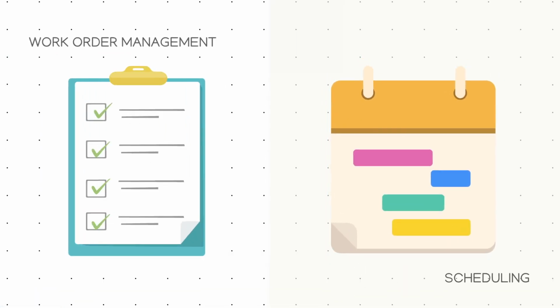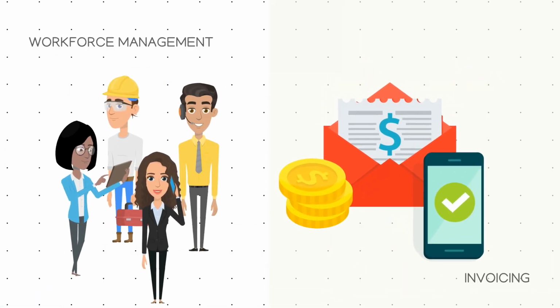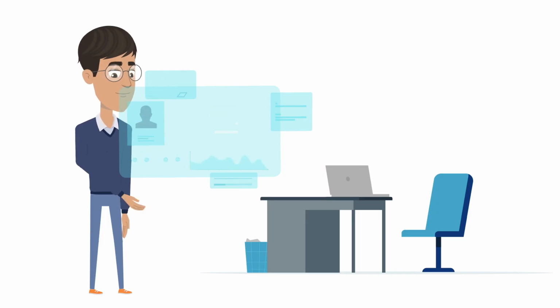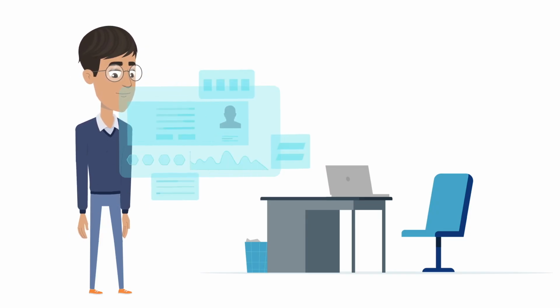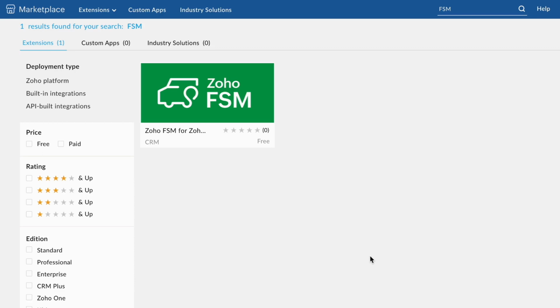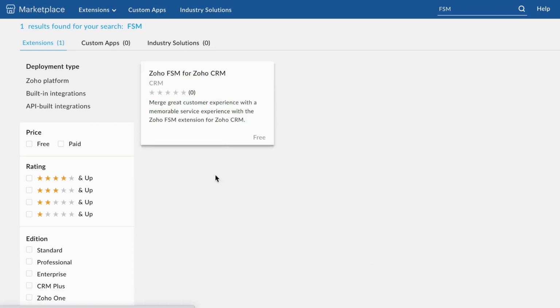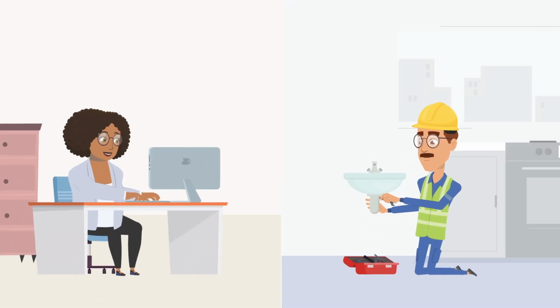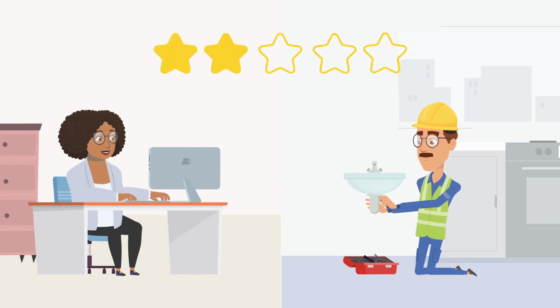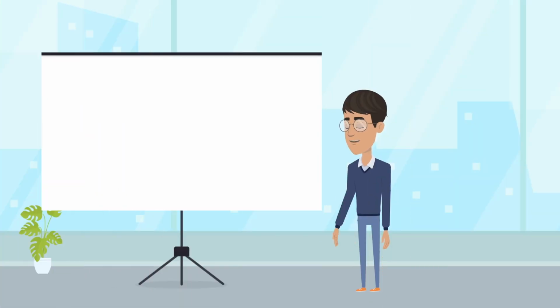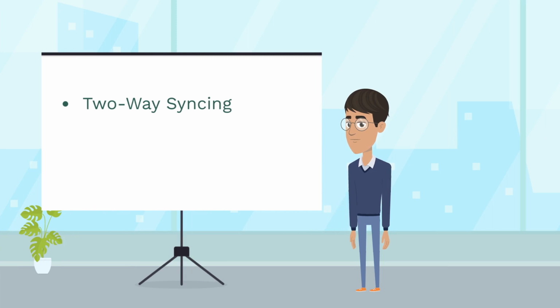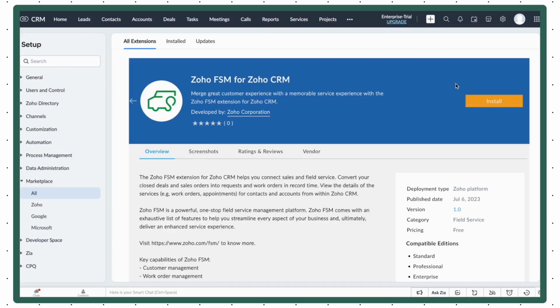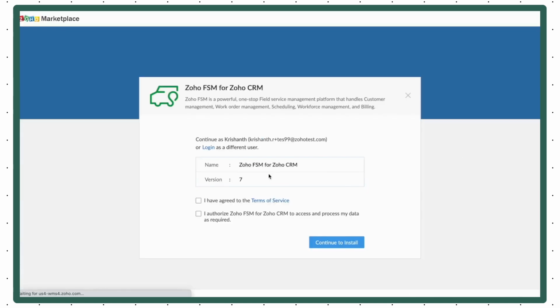From work order management and scheduling, to workforce management and invoicing, Zoho FSM helps you streamline every aspect of your business. The Zoho FSM extension for Zoho CRM lets you connect sales and field service seamlessly to deliver an unparalleled customer experience. It enables the two-way syncing of records between the applications, and lets you view relevant information contextually in Zoho CRM. You can get the Zoho FSM extension in the marketplace.